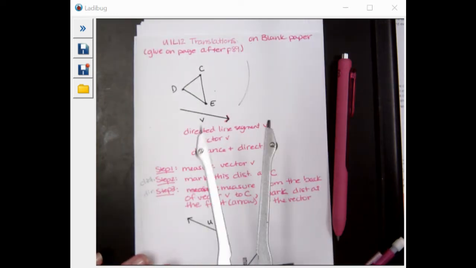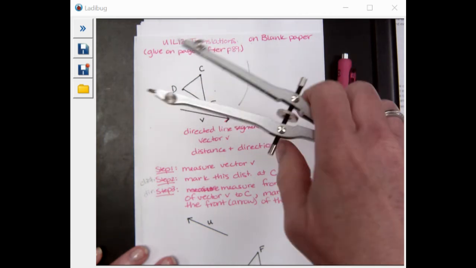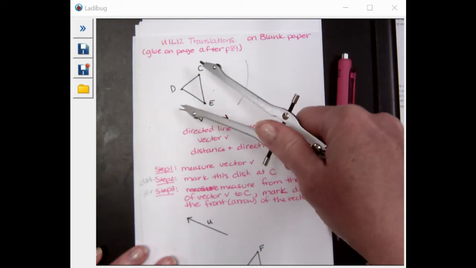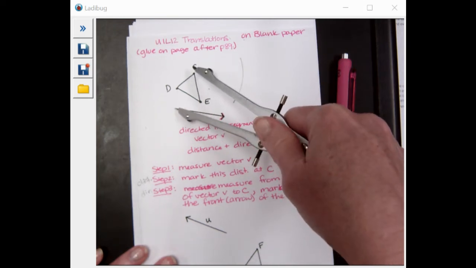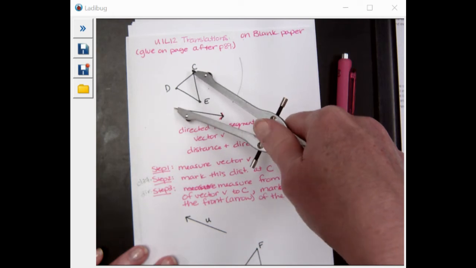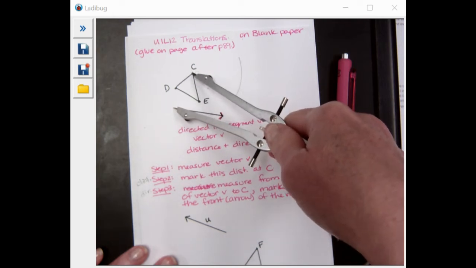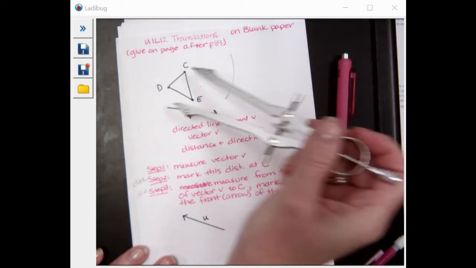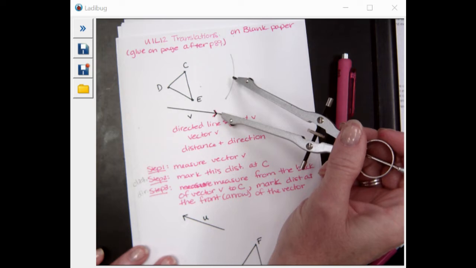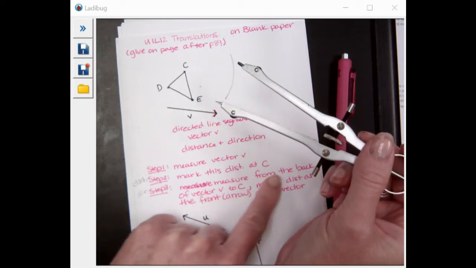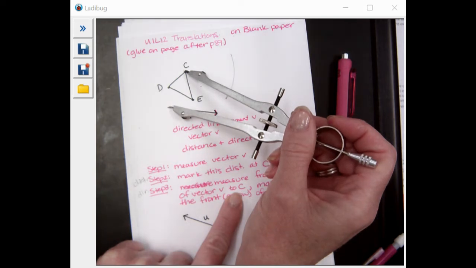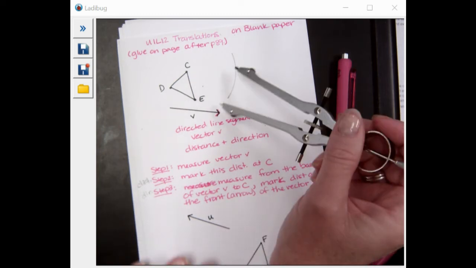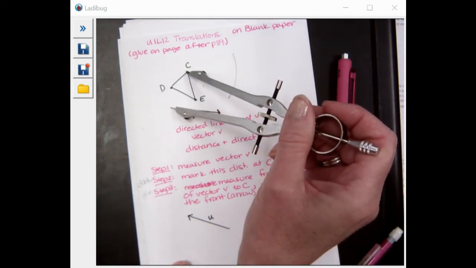So let's do this. I'm going to now measure from C to the back of my vector. So I'm going to have to make this a little bit smaller. So I put my needle on the back of my vector, and my pencil on C. This is how far C is from the back of my vector. C prime should be that exact distance from the front. So I'm going to measure from the back of the vector to C. That's this distance right here. Then I'm going to mark that distance at the front. That's the arrow of the vector. So C is this far from the back.